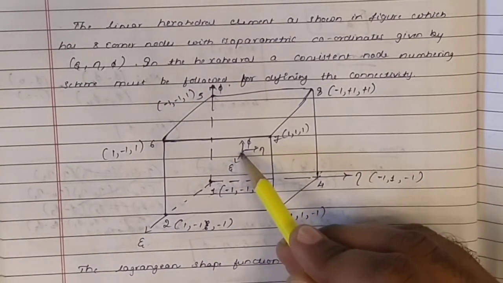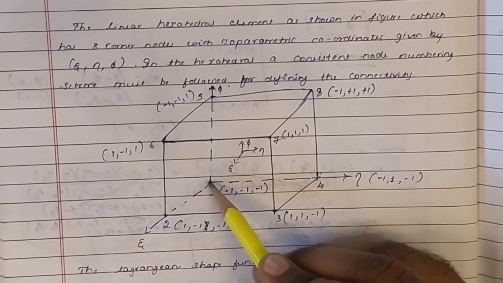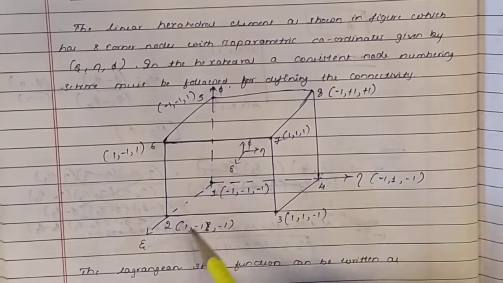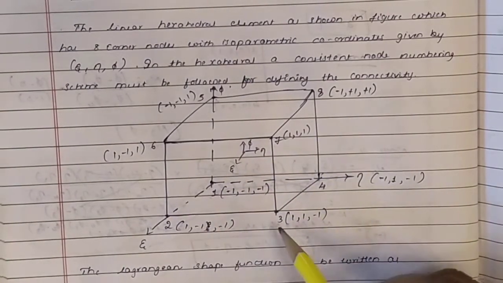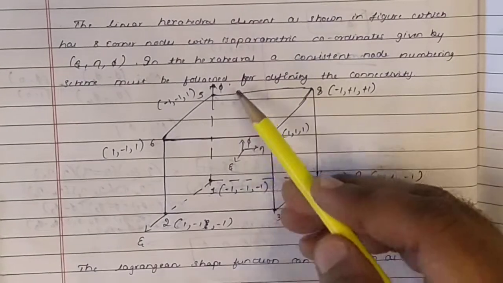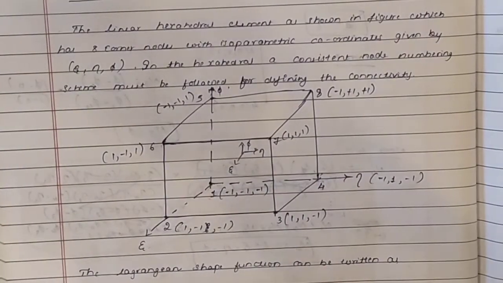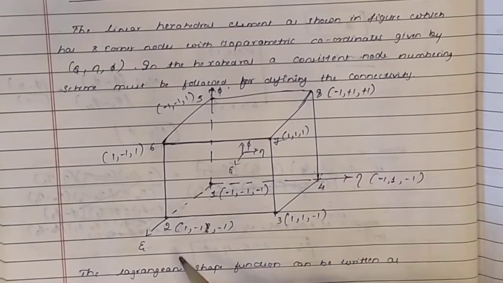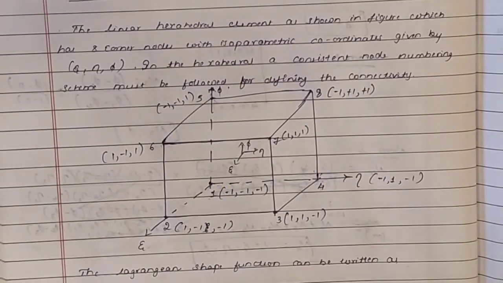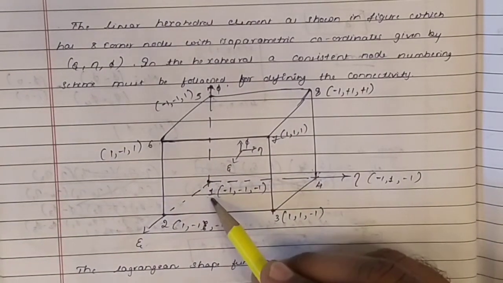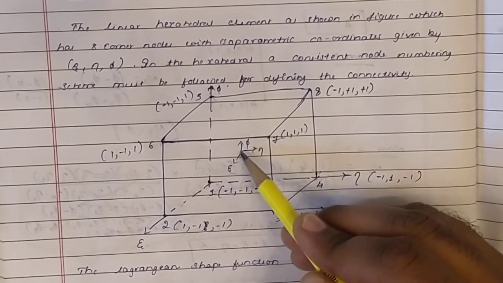Now if you move below to the first node, you can see the node numbering scheme. We'll number it like this: at the bottom part we'll number 1, 2, 3, 4, and at the top part we'll continue with 5, 6, 7, 8. Once the numbering is done, we should write the coordinates of each of these nodes. The origin is at the center of the hexahedral element, that is 0, 0, 0.